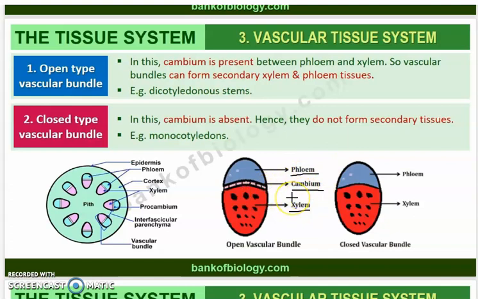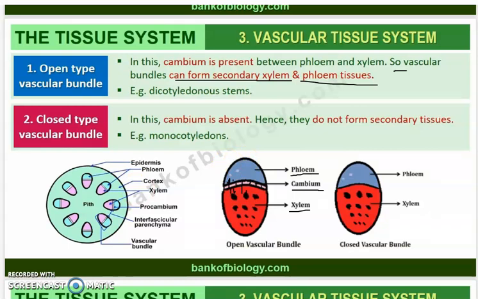Right? So in this, the cambium is present between phloem and xylem. So vascular bundles can form secondary xylem and phloem tissue. It is a meristematic tissue, so what will they do? They will form many phloems here and xylems in this direction also. Okay, so vascular bundles can form secondary xylem and phloem tissues using the cambium. There is the primary tissue, and the cambium lies between the primary tissues, and they can give rise to the secondary xylem and phloem tissue.